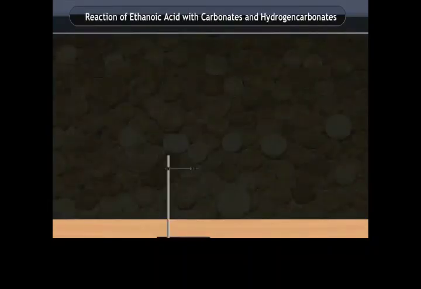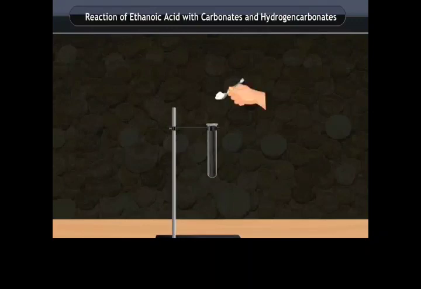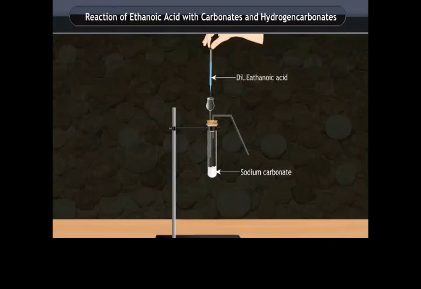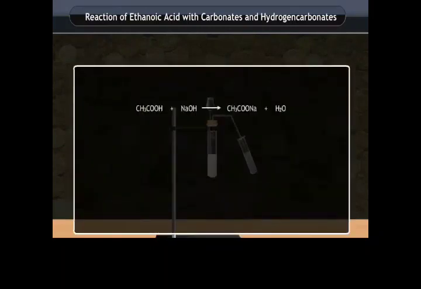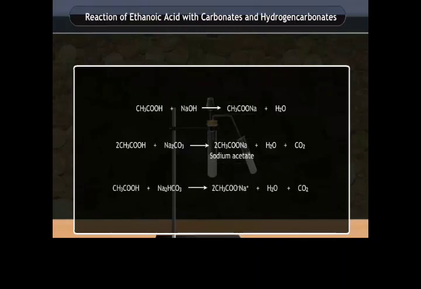Reaction of ethanoic acid with carbonates and hydrogen carbonates. Let us do an activity. Take a spatula full of sodium carbonate in a test tube and add about 2 ml of dilute ethanoic acid. What do you observe? You will see that brisk effervescence is formed. Pass this gas through freshly prepared lime water. This shows the evolution of carbon dioxide. Thus ethanoic acid reacts with sodium carbonate or sodium hydrogen carbonate to form sodium acetate, water and carbon dioxide.